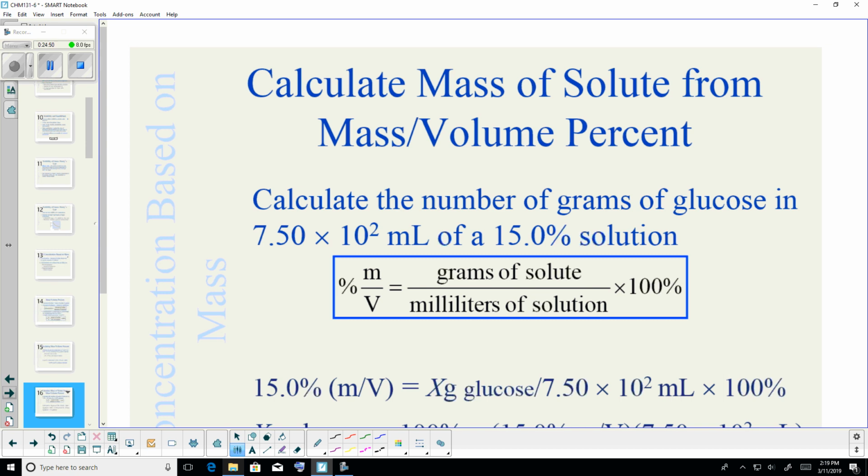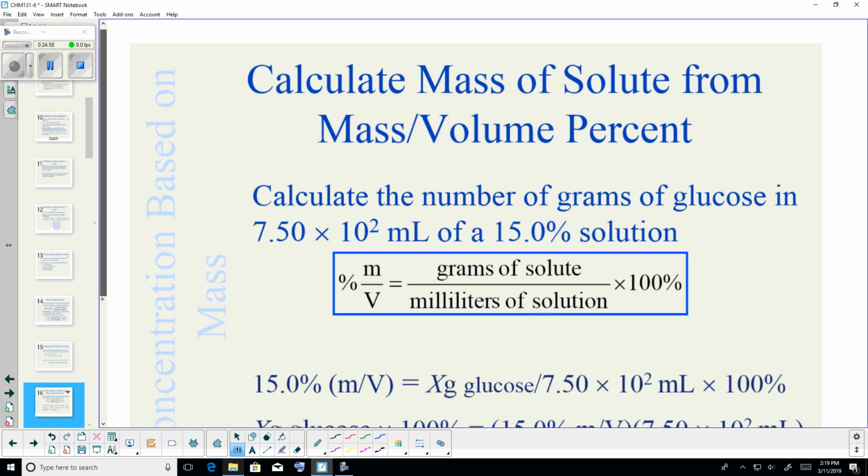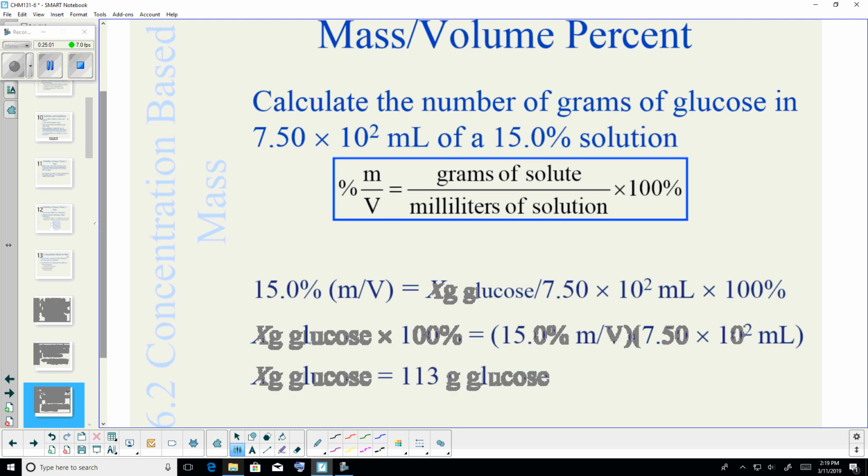Calculate the number of grams of glucose in 750 milliliters of a 15% solution. So we have 15%. We don't know how many grams of glucose, so that's the x, divided by 750 milliliters times 100. The glucose times 100 is equal to 15 times 750. X glucose is 113 grams. So given 2 out of the 3, you should be able to calculate the third.